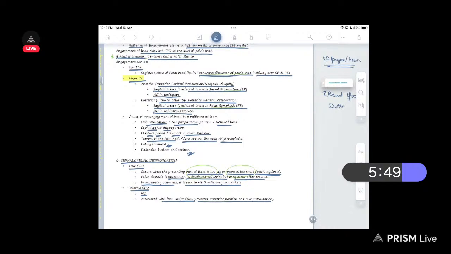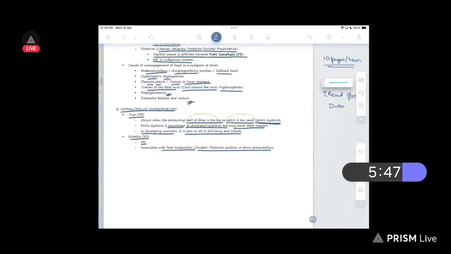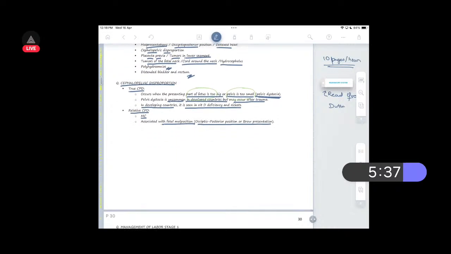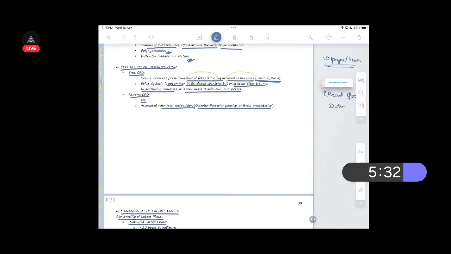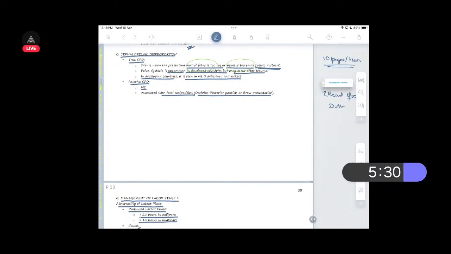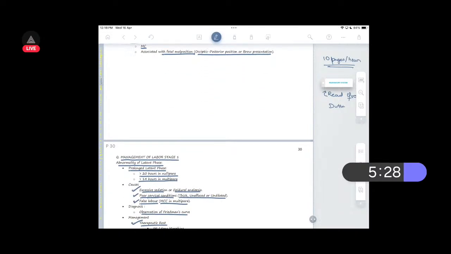Asynclitism understood. Cephalopelvic disproportion occurs when the part of the fetus is too big or the pelvis is too small. This is pelvic dystocia. Pelvic dystocia is uncommon in developed countries, but it may occur after trauma. In developing countries, it is seen in vitamin deficiency and rickets. Relative is most common, associated with fetal malposition, occipitoposterior position, or brow presentation.